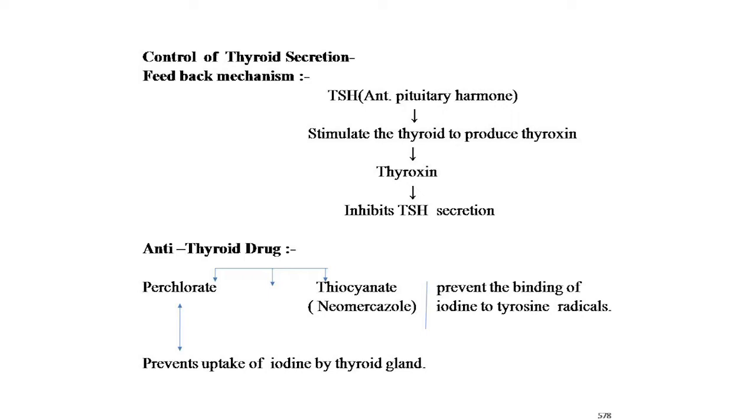Now the antithyroid drugs: there are two major categories. The first, including perchlorate and thiocyanate, prevents uptake of iodine by the thyroid gland. The second group includes organic substances like thiourea and derivatives such as neomercazole, which prevent the binding of iodine and tyrosine radicals. The action of this group of drugs is independent of the level of blood iodide.